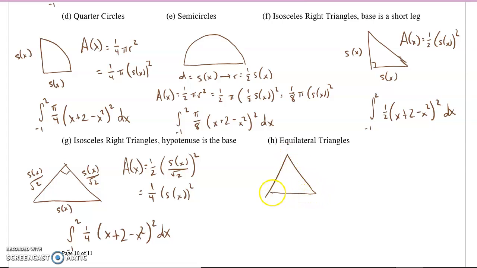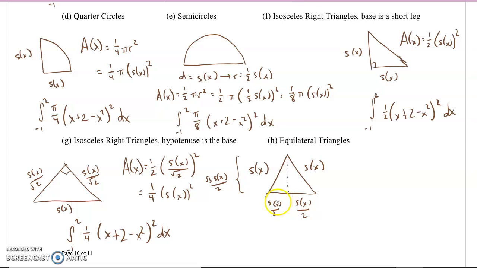You may have a formula memorized from geometry or math team if you're into that stuff. If you don't have the formula for the area of an equilateral triangle memorized, it's not so hard to derive. If you know your special right triangles, I'm going to take that s of x and divide it into 2. S of x over, oops, not square root, just 2, and s of x over 2. This is a 30, 60, 90 right triangle, so the height is the short leg times the square root of 3, so root 3 over 2.